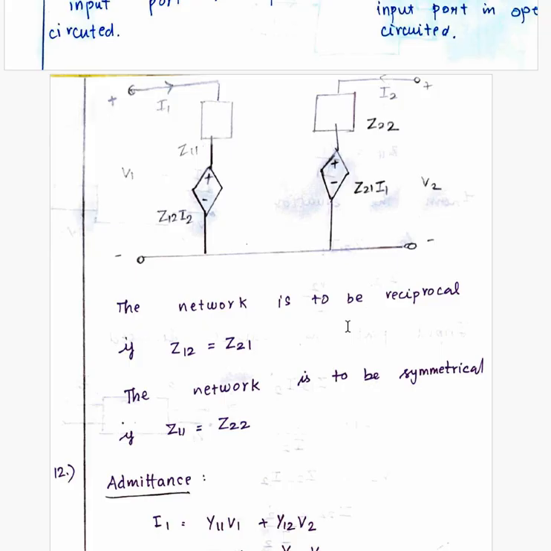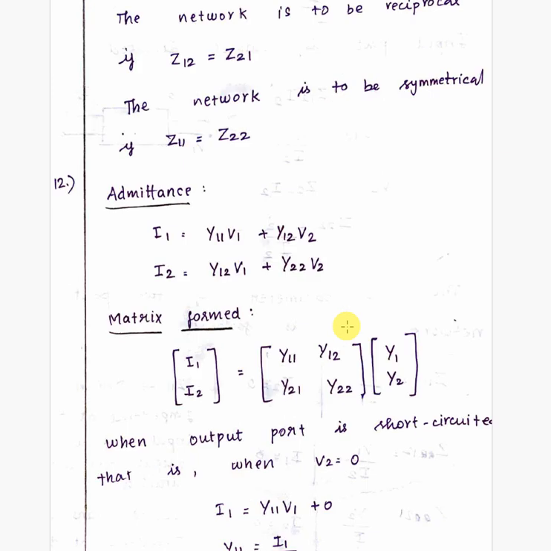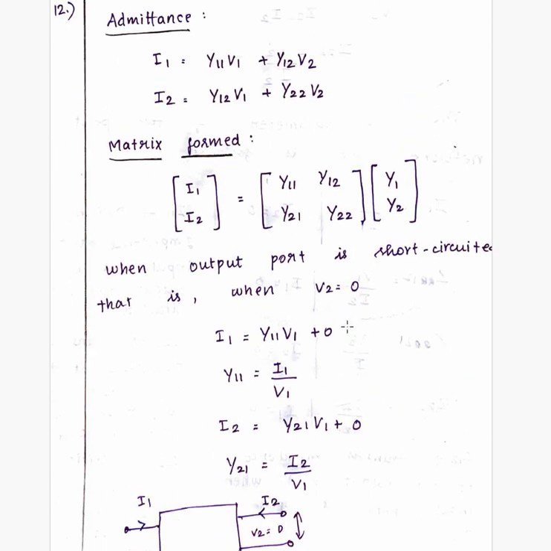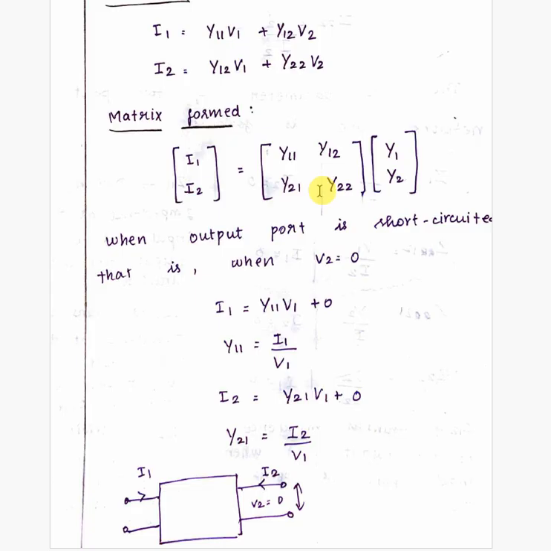Likewise, we have to derive the equation for the admittance. So for the admittance, here we are writing the equation I1 equal to Y11 into V1 plus Y12 into V2, and then the second equation will be I2 equal to Y21 into V1 plus Y22 into V2. In the second step we are going to frame the matrix I1 and I2, then the admittance matrix, and here it is V1, V2.